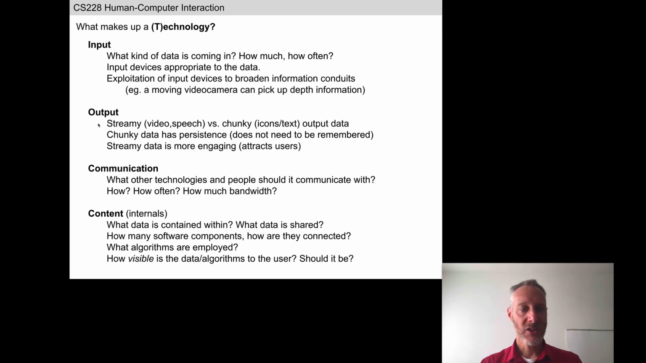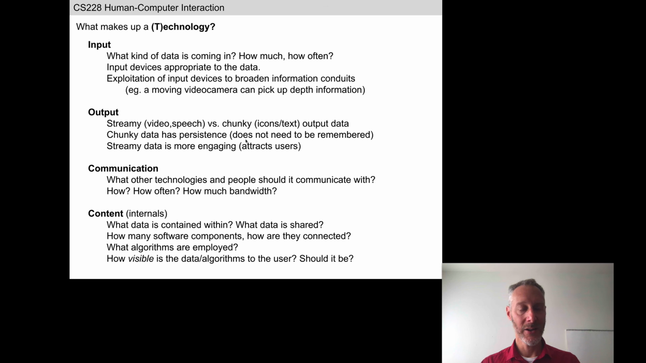Okay. So what is the output of the technology? What output devices do we have available to us, and how should we output information to our user based on who they are and what they're trying to do? As we just mentioned, we might choose chunky data if persistence matters. If the user is going to want to spend some time looking at something or reading something multiple times, we might try and hold the information steady on the screen while they do so. Or perhaps you want to use something that is moving, like a video or an auditory or a soundtrack.